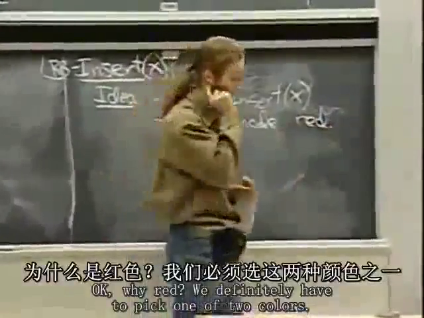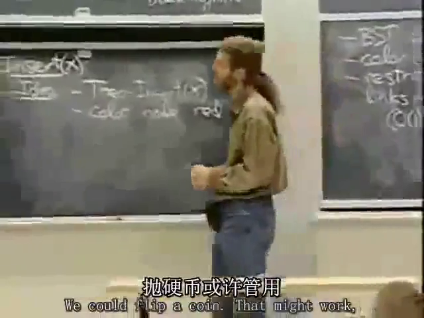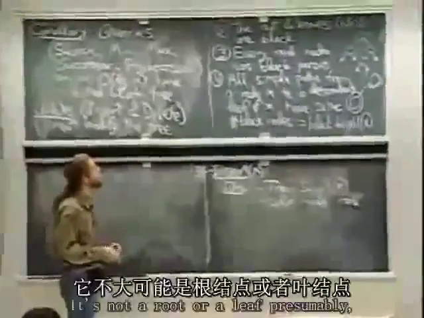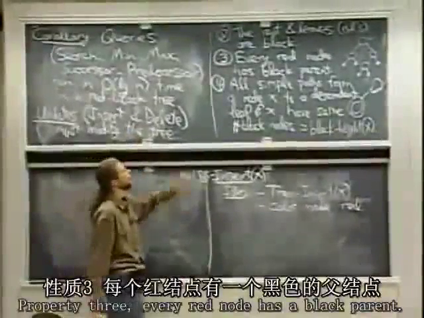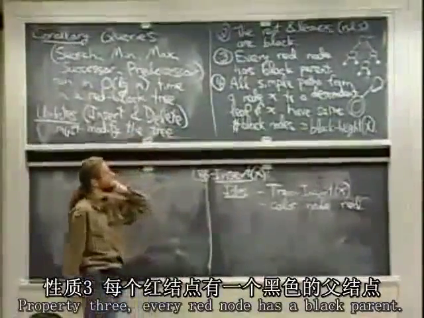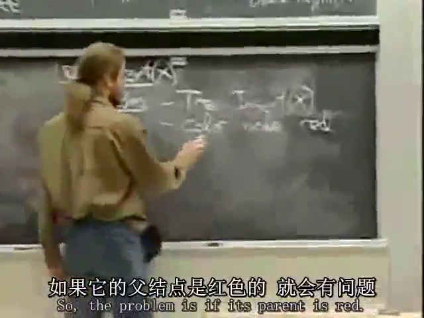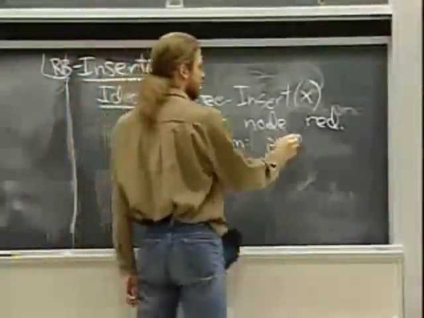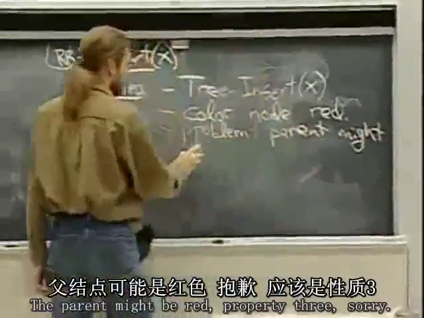Okay, why red? We definitely have to pick one of two colors. We could flip a coin. That might work, but it's going to make our job even messier. So we're adding a new node. Okay, it's not a root or a leaf, presumably, so we don't really need it to be black by property 2. Property 3, every red node has a black parent. That might be a problem. So the problem is if its parent is red, then we violate property 3. Parent might be red.